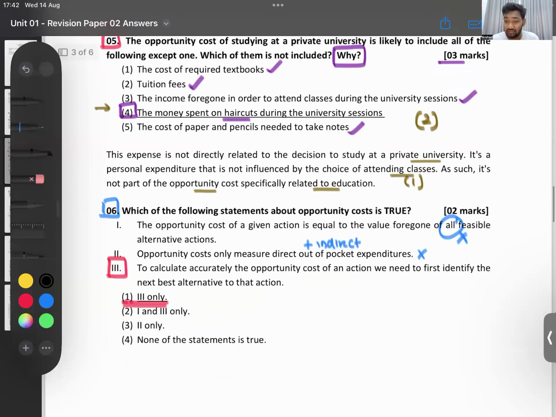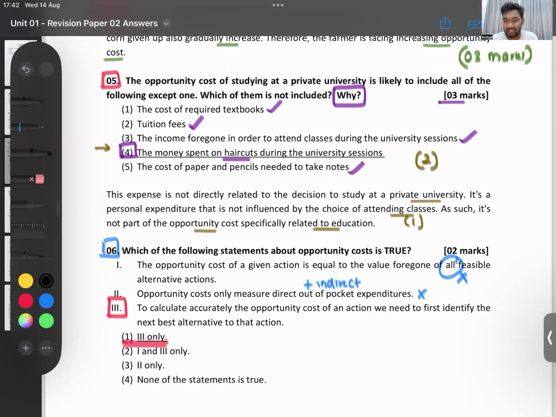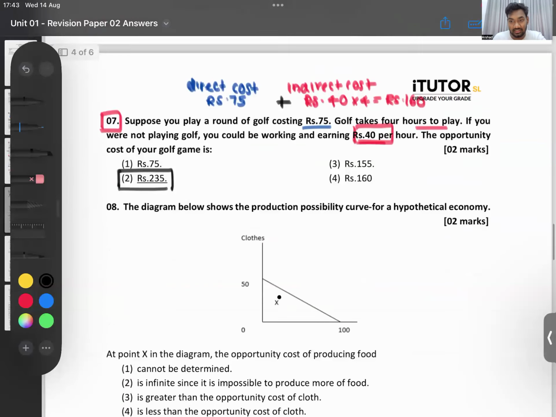Now, in question number 5, what's the opportunity cost of attending university? Your tuition fees, the money that you pay, not just the money that you pay for university, because you would have done something else with that money. It's also the income that you forgo because you attended. Otherwise, you could have gone and worked. So in my same golf example, the money that you paid is 75, like tuition fee, now golf fee. Income that you forgo is 160. So opportunity cost is both of these, direct plus the indirect cost, not just the indirect cost.